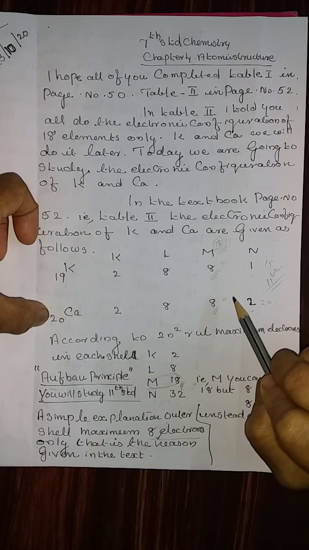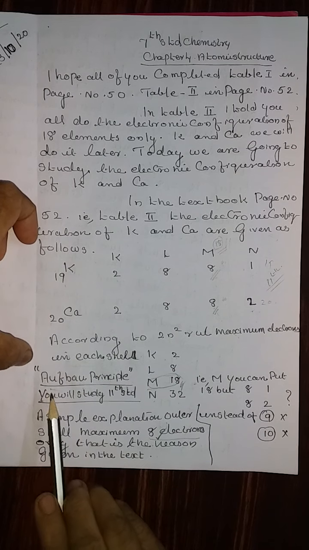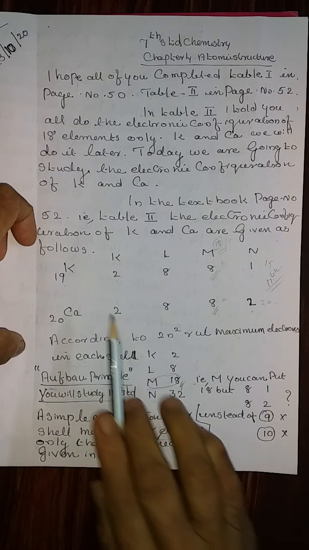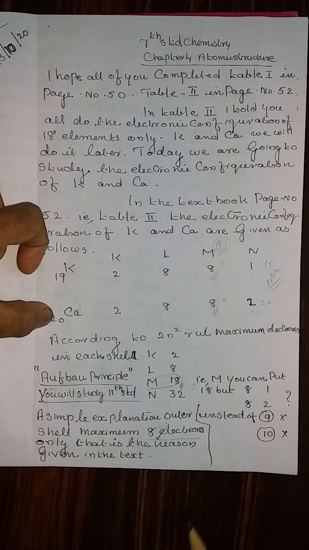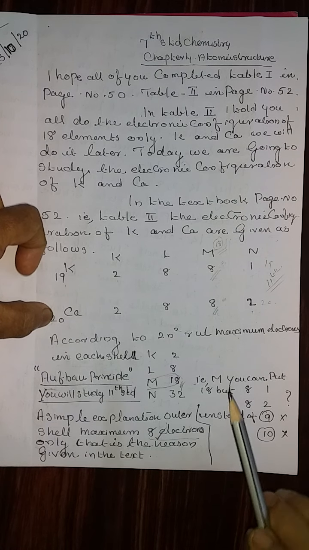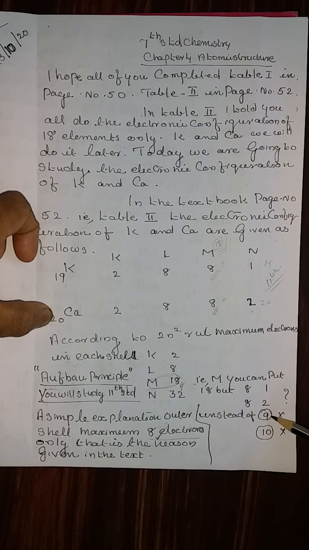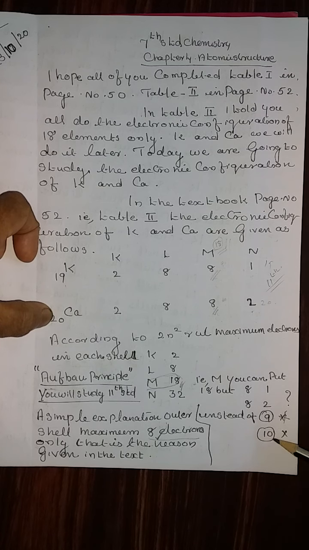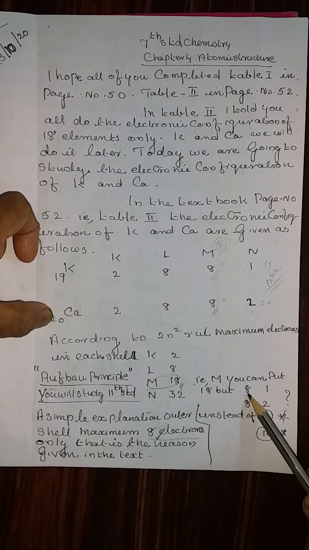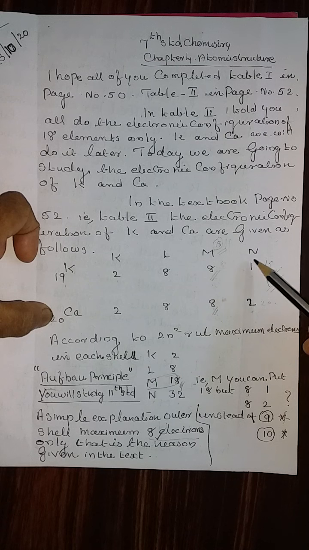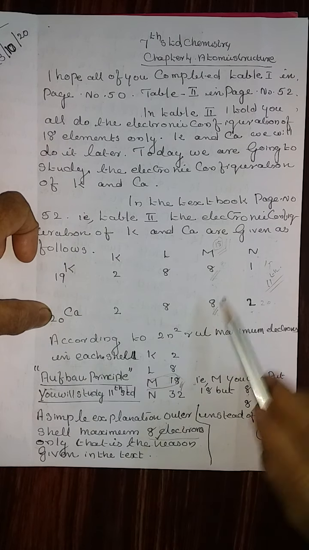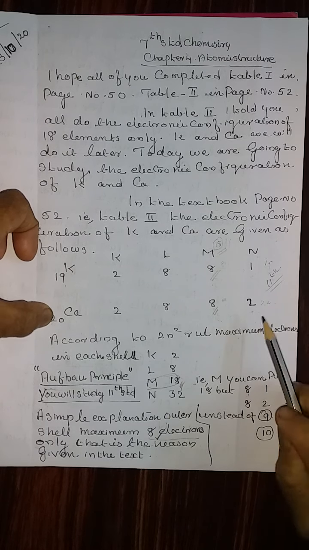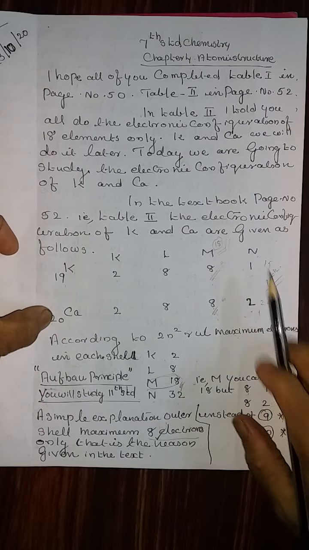Therefore, now you write it in your notebook. By the Aufbau principle, the electronic configuration of potassium and calcium has a change. That change is that instead of putting 9, which is wrong, and instead of putting 10, which is wrong, you put the electrons in the M shell 8 and N shell 1 for potassium, and for calcium 8 in the M shell and 2 in the N shell.